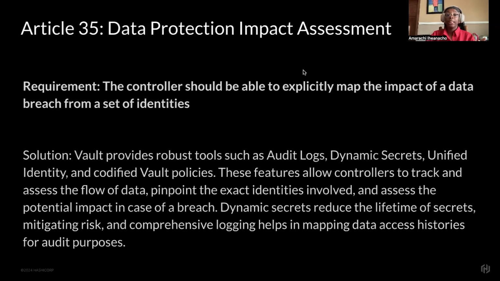Finally, you have the data protection impact assessment, which means that if for whatever reason there is a breach, you should be able to explicitly map what has happened, the impact of this data breach from different identities. You should be able to map that. And you can do that with Vault audit logs, Vault dynamic secrets, unified identity, codified Vault policies, and whatnot. So with the audit trail, you can watch events that have been happening to your secrets over time. And that's what Vault helps you to do.